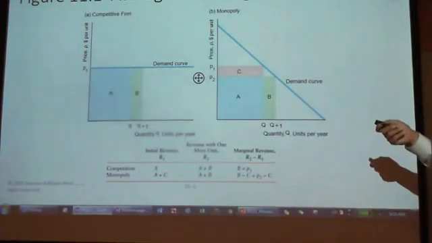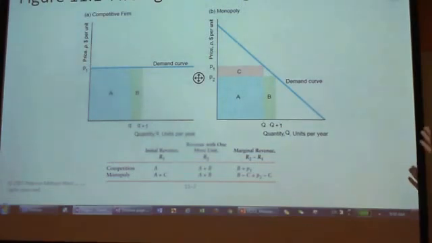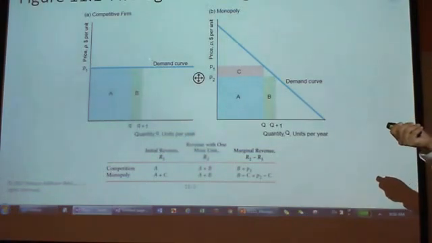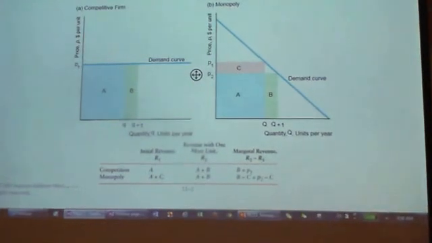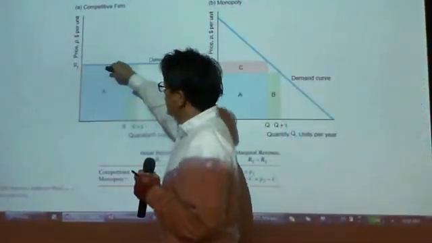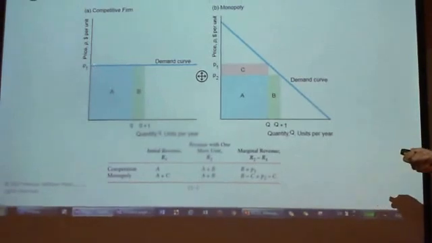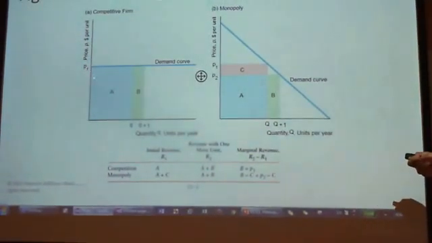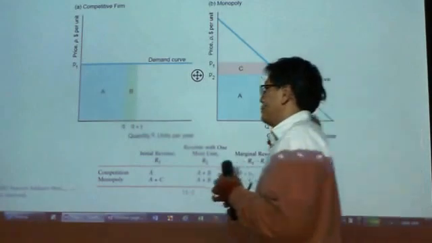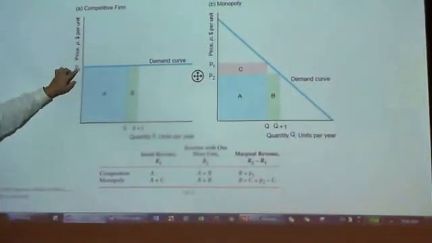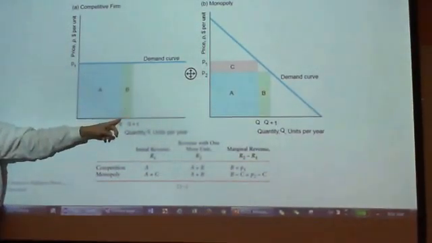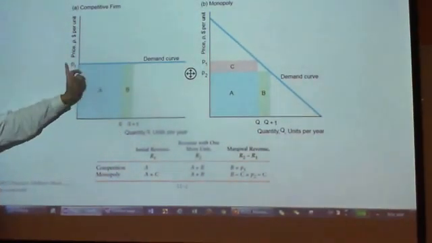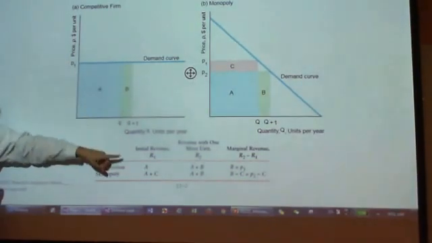Compare with another scenario. Now, suppose I sell my goods as a competitive firm. So I'm a tiny seller in this market. I face a horizontal demand curve. I must sell this good at the price determined by the market, P1. At the price P1, if I produce and sell little q here, my revenue equals area A. P1 times Q, area A here.